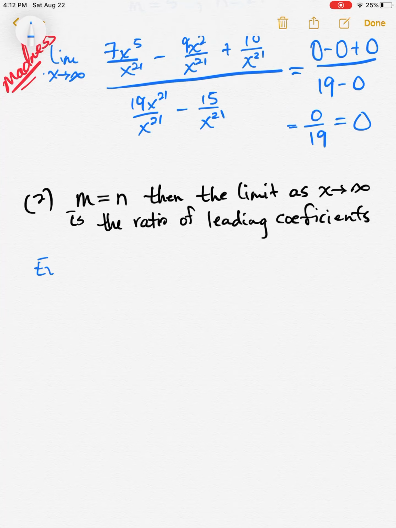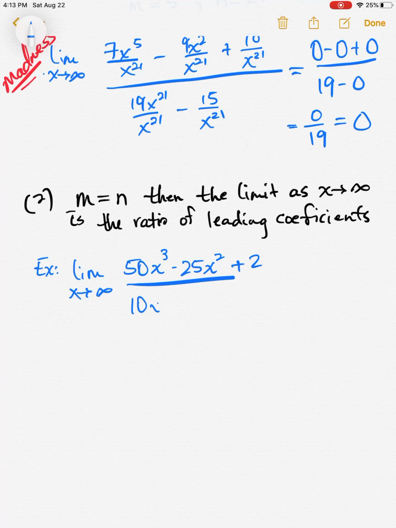All right. So, example. Find the limit as x approaches infinity of, let's say, 50x to the third minus 25x to the second plus 2 over, give me something like, let's say, 10x to the third minus 97x plus 700.